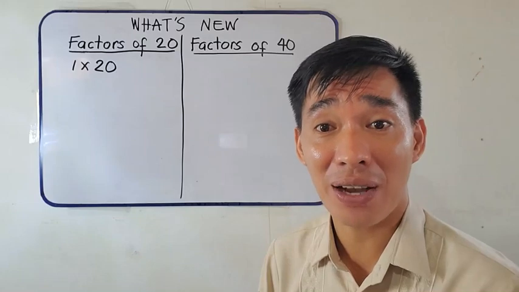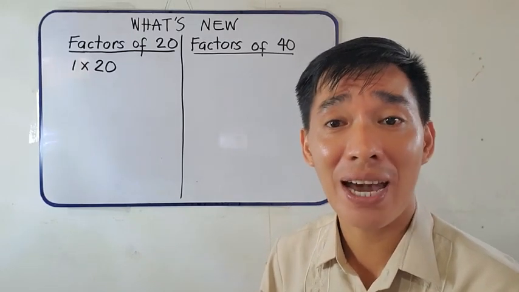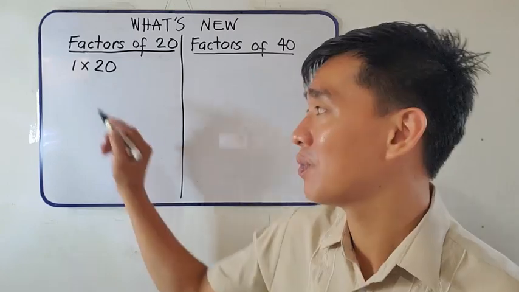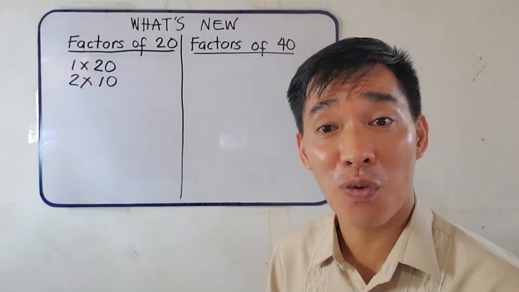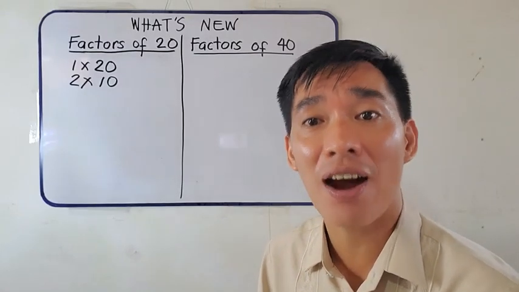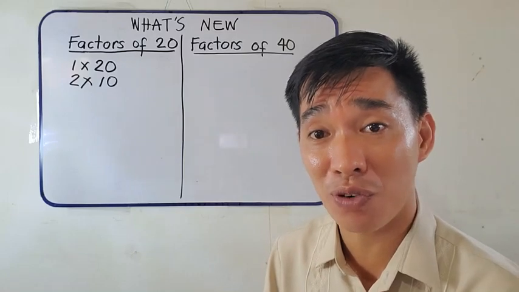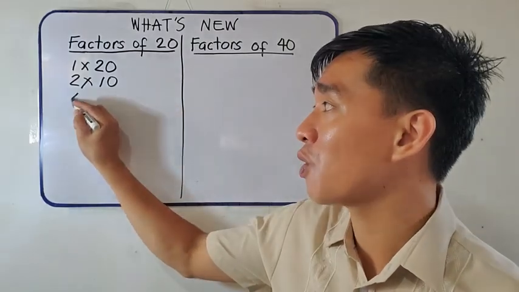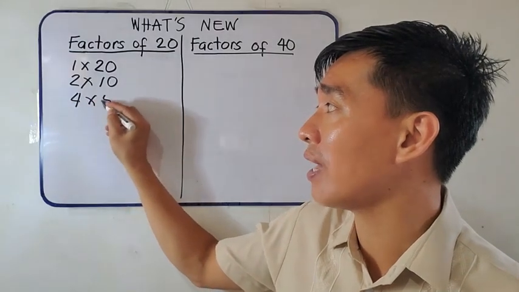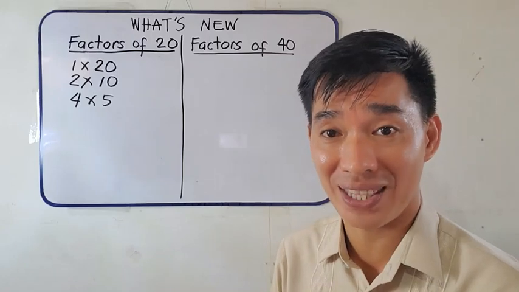Do we have another factor or another pair of factors for 20? That's right. That's 2 times 10. 2 times 10 is also equal to 20. Therefore, both 2 and 10 are factors of 20. Do we have another pair of factors for 20? Exactly. That's 4 and 5. So 4 times 5 is also equal to 20, so they are also factors of 20.